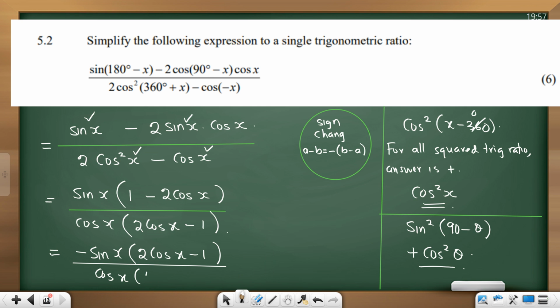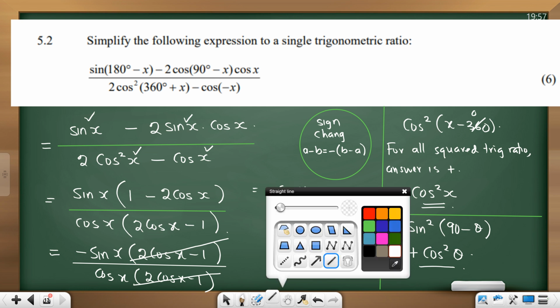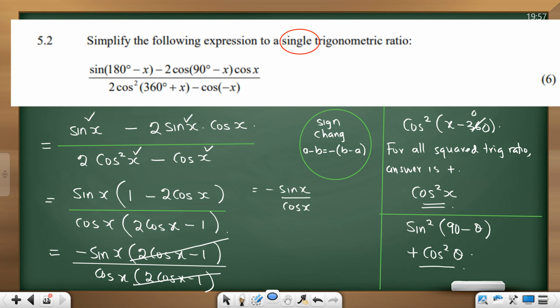Cos x, this one remains. Now that I have put the bracket, I am multiplying, so I can cancel. What do I have? Negative sine x. But guys, look at the instruction: a single. Single means only one type. What is sine x over cos x?